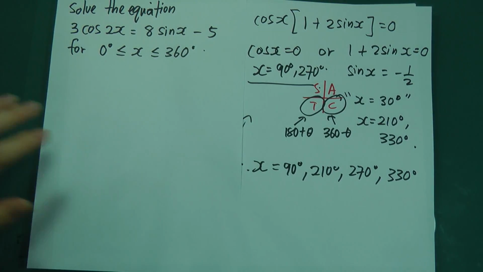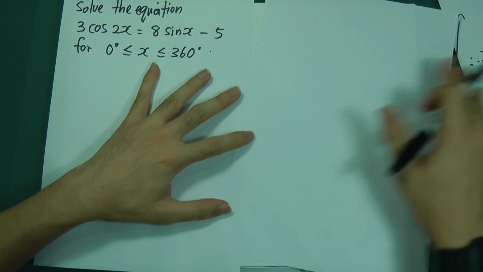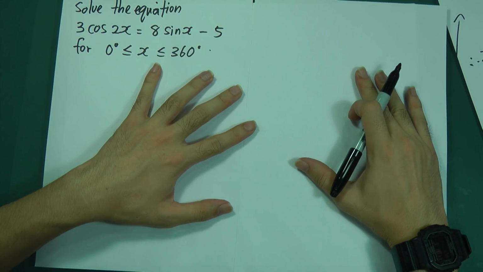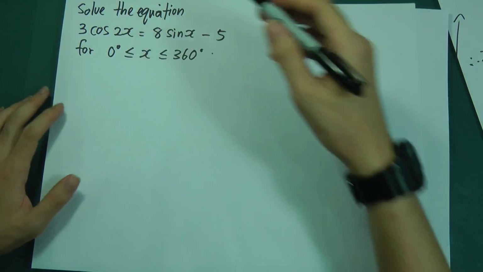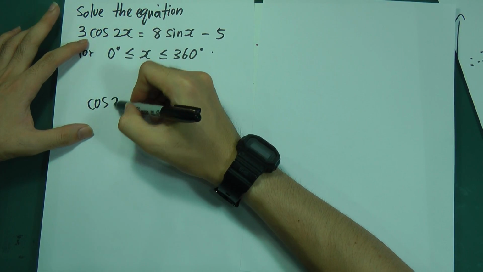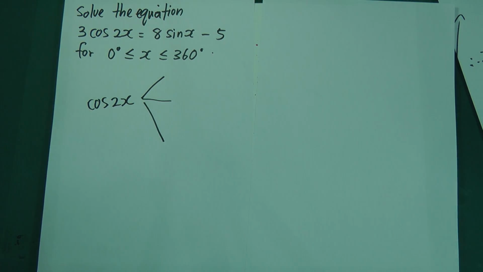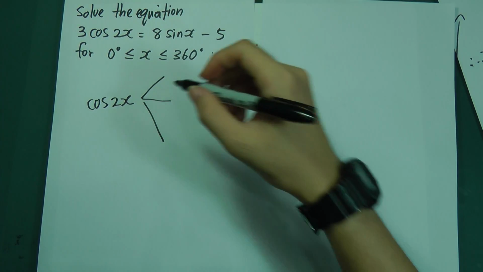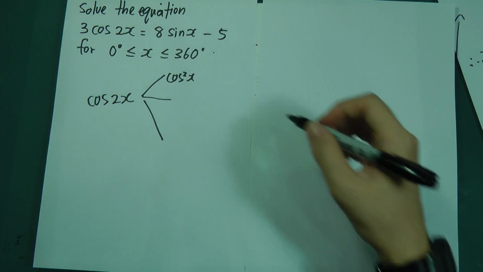For this question, it's not really hard, but you will see something like sine 2x or cos 2x, which may be a little confusing. When you see cos 2x, you just refer to your formula. Cos 2x actually gives you 3 choices in the formula. The first choice is cos square x minus sine square x.